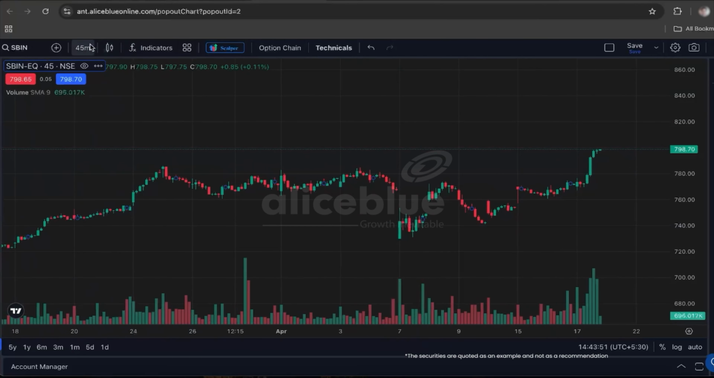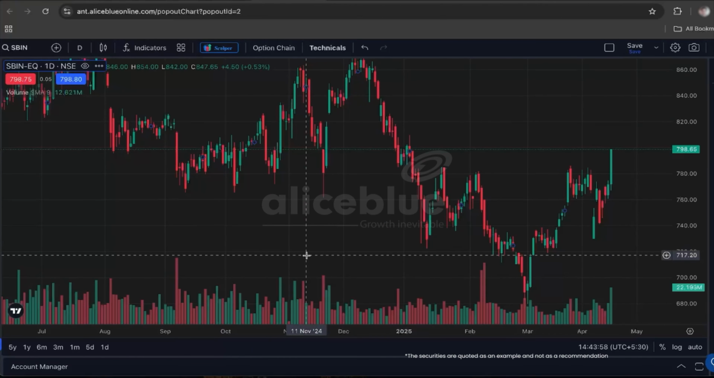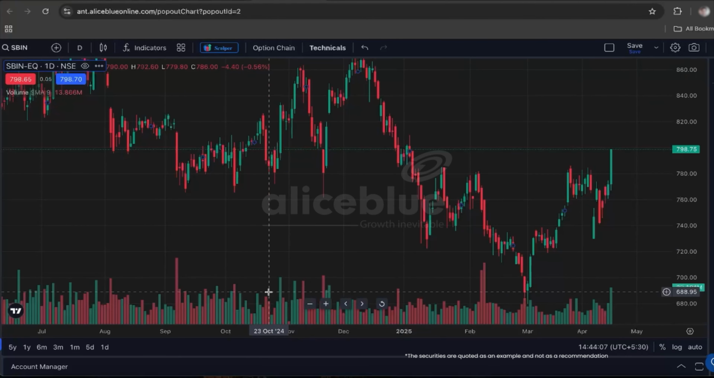So let's take a daily time frame for our analysis here. This is what the volume was all about. Now, why is it important in our understanding? Because it provides very crucial information about the strength of that particular stock and the significance of those price movements.